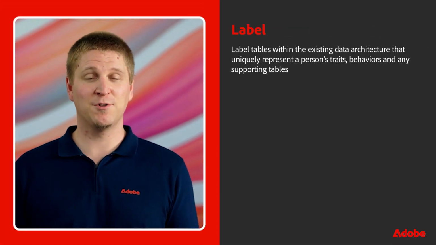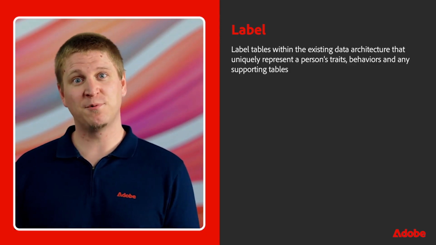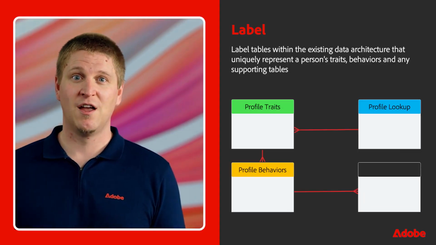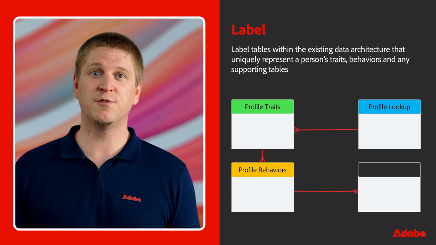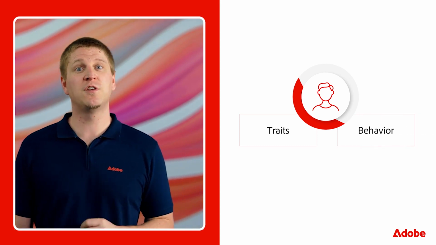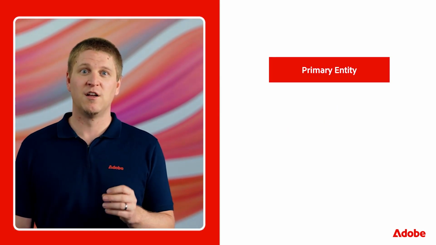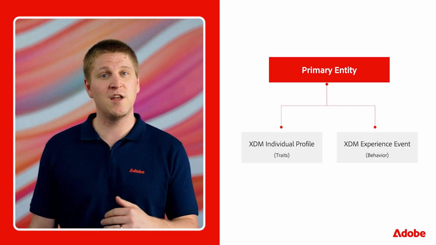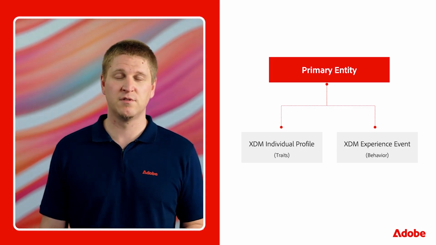Let's start at the label step within the LID methodology. In the label step, the goal is to label the tables within the existing data architecture that uniquely represent a person's traits, behaviors, and any supporting tables associated to those. But remember this, the real-time customer profile always defines a person, their traits, and/or their associated behaviors with a brand or company. The primary entity, the core of the real-time customer profile, is always composed of two classes: XDM individual profile, the traits of a person, and XDM experience event, the behaviors of a person.